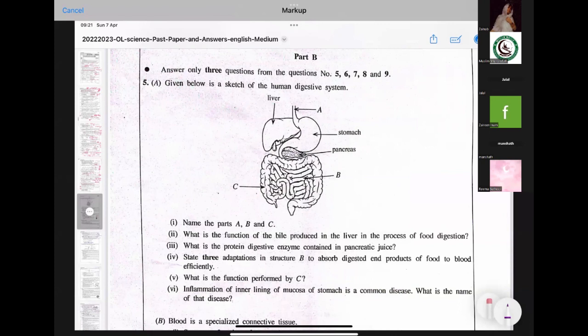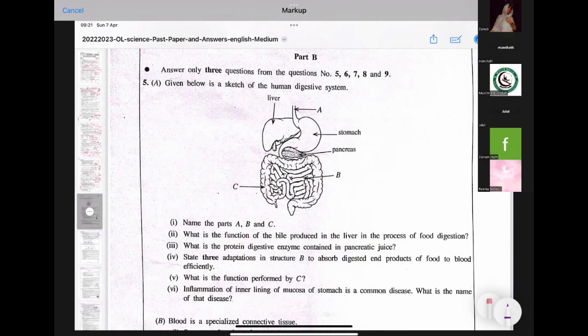What is A? Unmute your mic and say, because I can't see the chats. Esophagus, exactly. What is B? Small intestine. Yes, very good. C? Large intestine. Exactly. Brilliant.